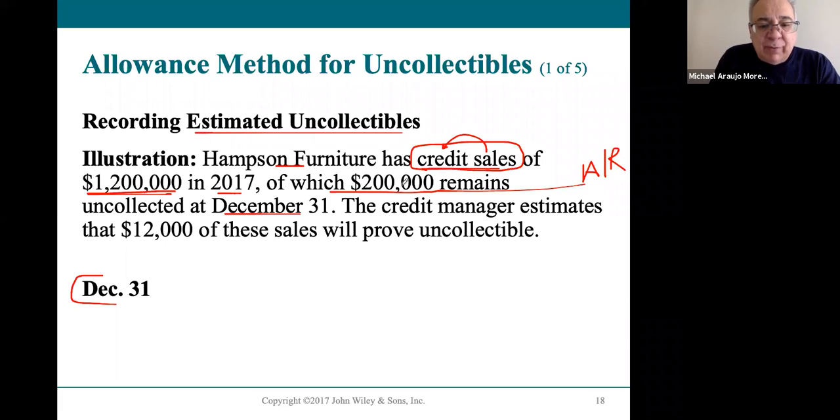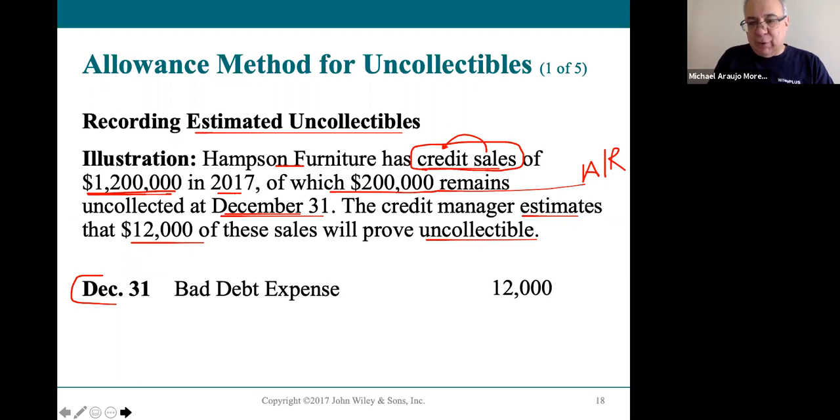That is their accounts receivable. They've collected the rest. But at the end of the year, that's their accounts receivable. Their credit manager has estimated $12,000 of that will be uncollected. So again, the estimation has to come at the end of the year. In this case, December 31st is the only time they can do this. So based on what the credit manager has estimated, they will debit their bad debt expense for the $12,000.